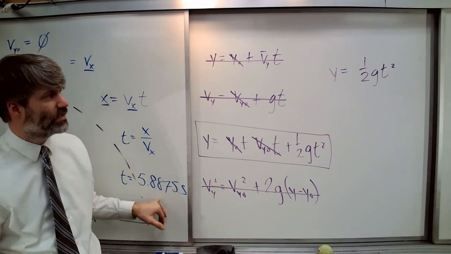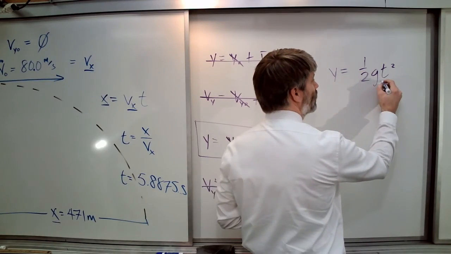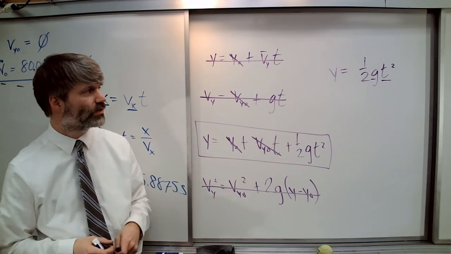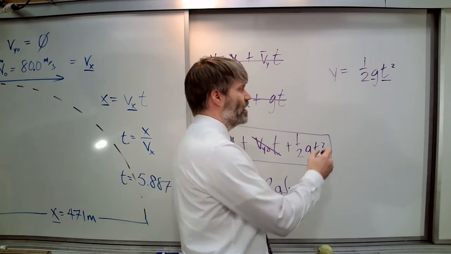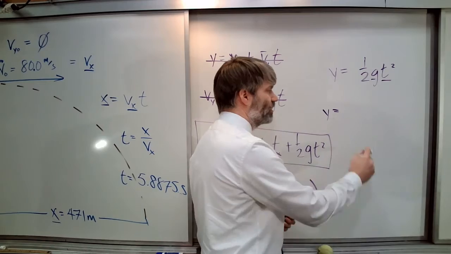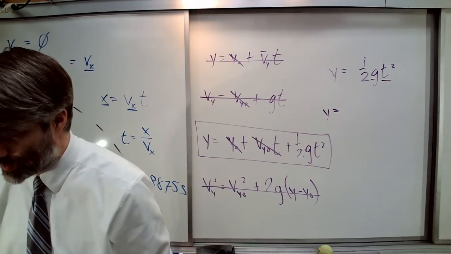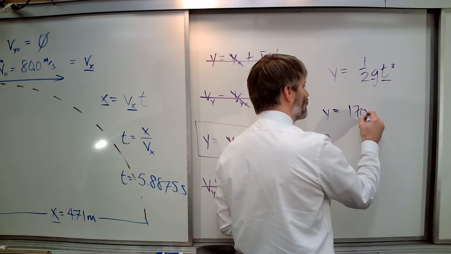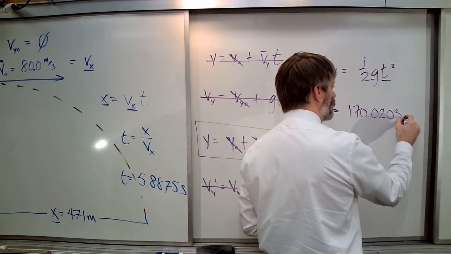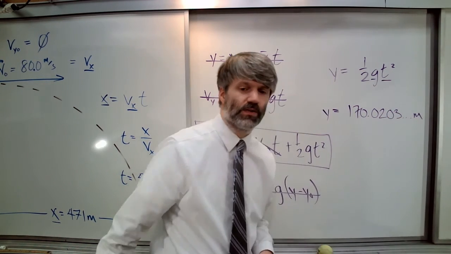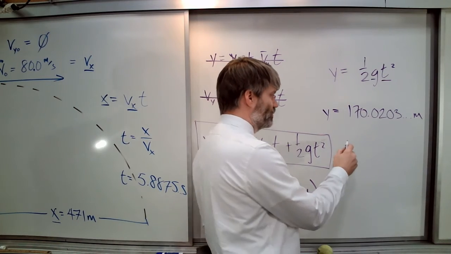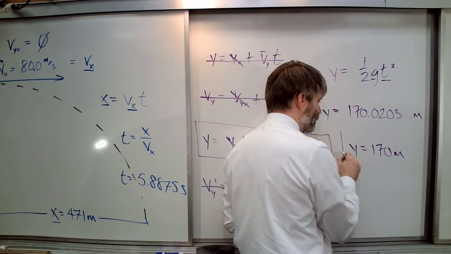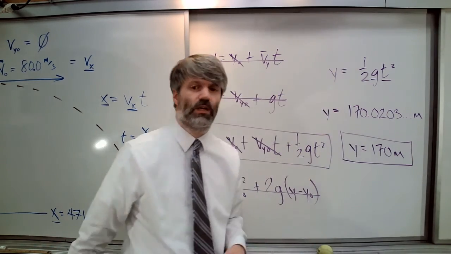Now, we know the time, we know the acceleration of the ball, we can put those numbers into our equation there, which I'll trust you know how to do, and we'll see that y, the height of the cliff, is going to be 170.0203 meters. We'll round that to just 170 meters. And we got it.